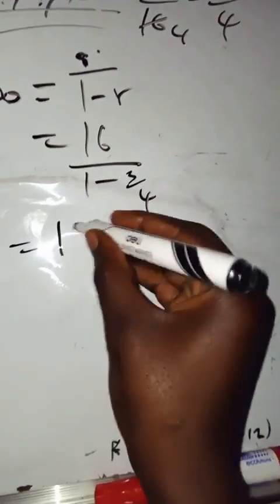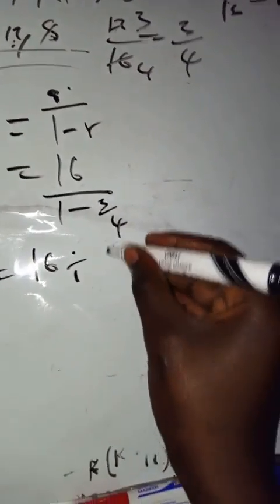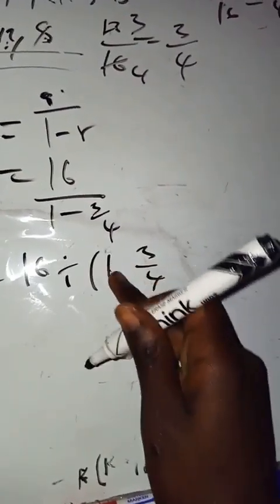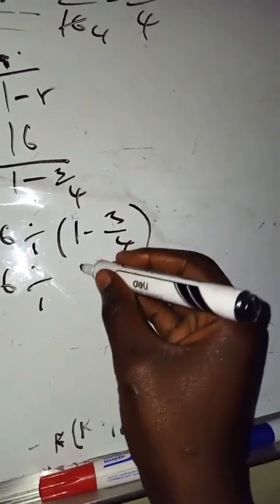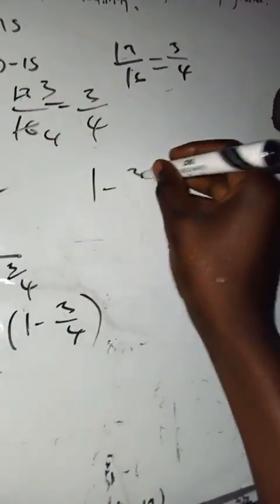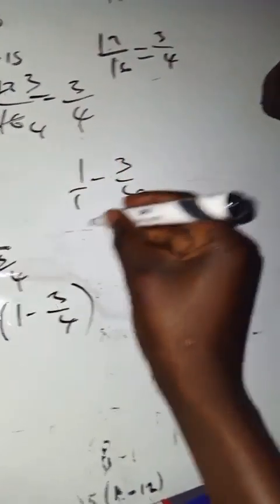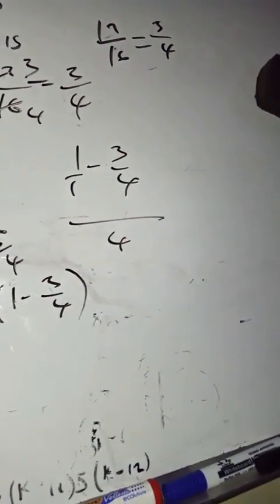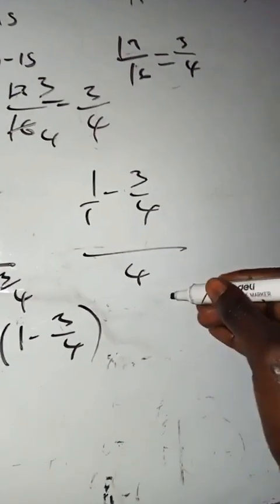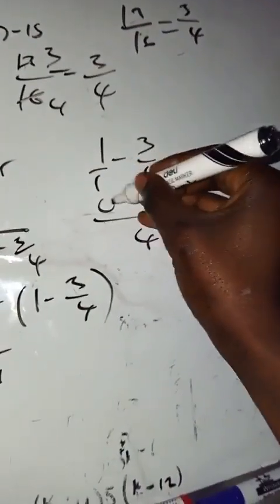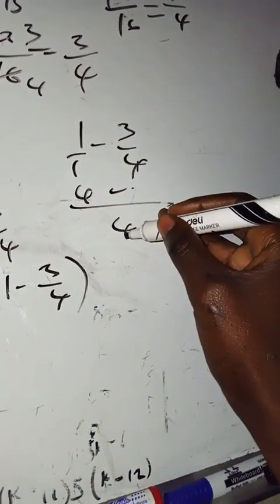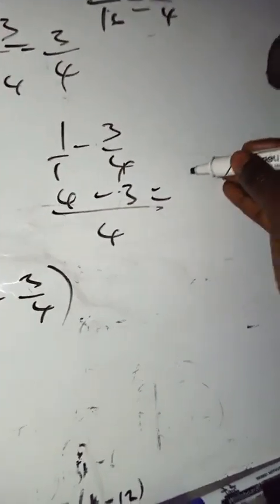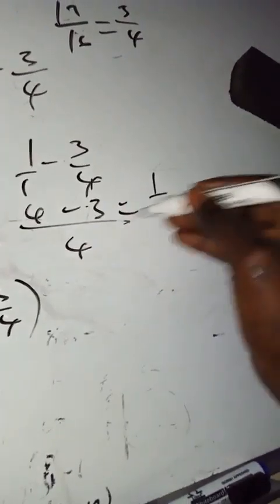16 divided by this, which is 1 minus 3 over 4. So I'm going to have 16 divided by, this will give me what? It's as good as over 1 here. 4 is the lowest common multiple, right? 4 times 1 is 4. 4 here, 1 times 3 is 3. So I'm going to have 1 over 4, since 4 minus 3 is 1, over 4.